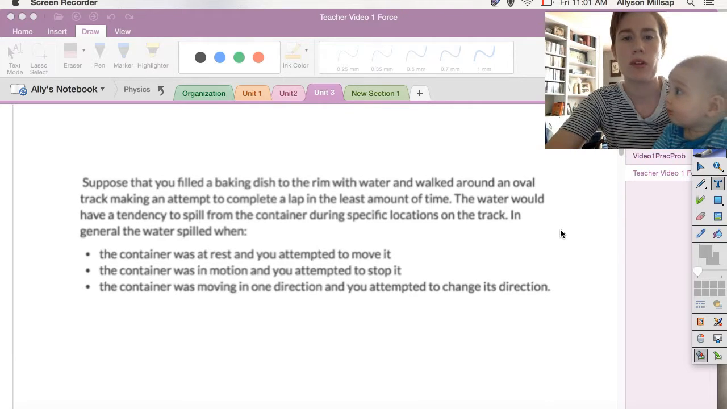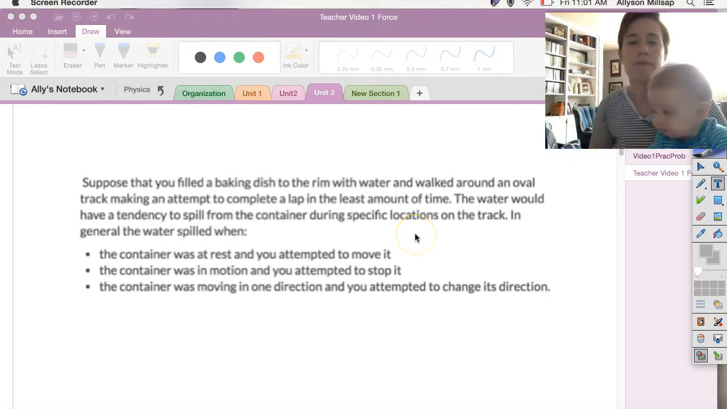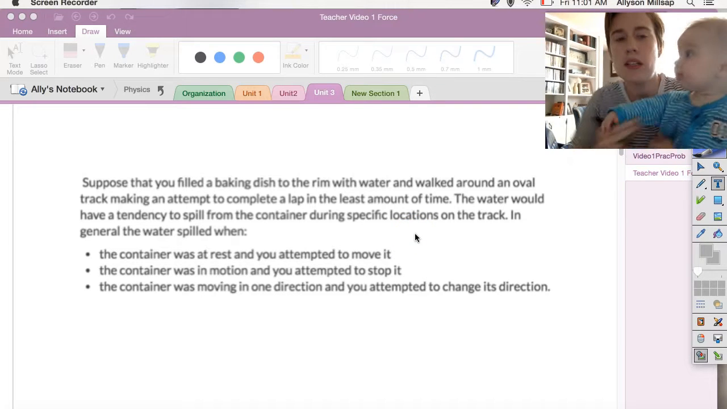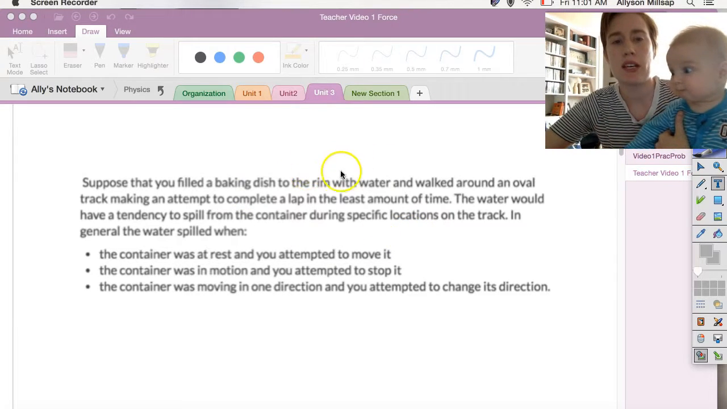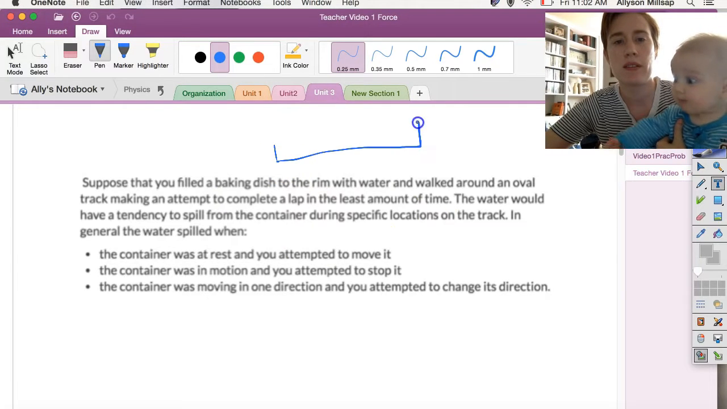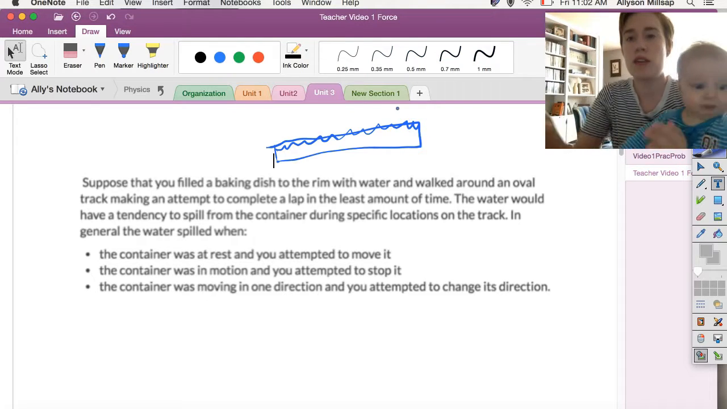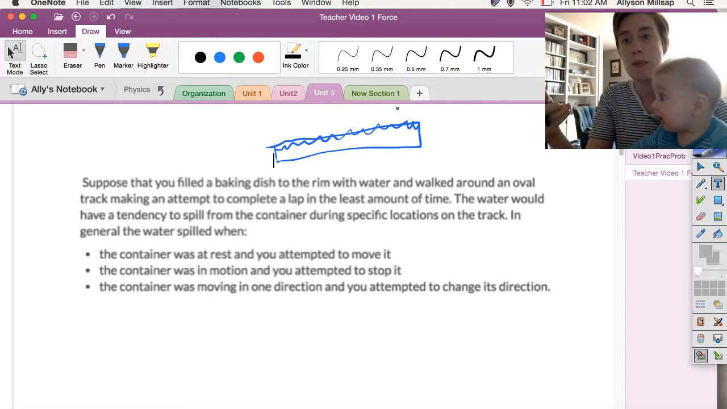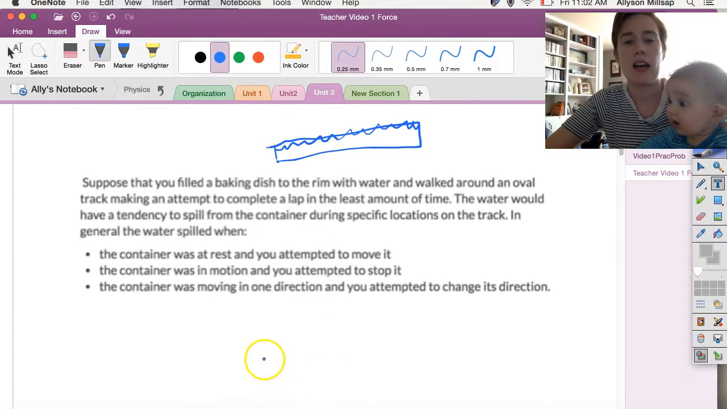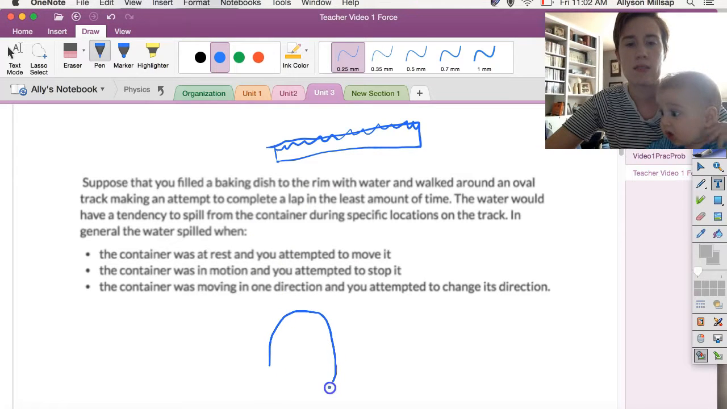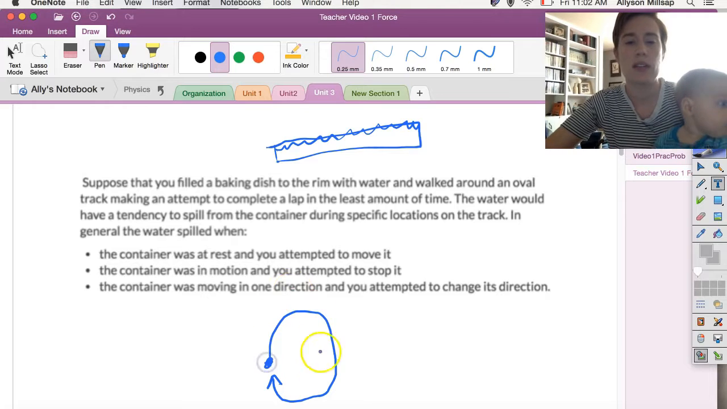Here's another example of Newton's law in our everyday life. Suppose that you fill a baking dish to the rim with water. So here's a pan, and you fill it all the way to the rim with water, meaning if you move a little bit like this, it's going to spill, okay? And you're carrying it, and you're going to walk around a track like this. You're going to see how fast you can walk around this track holding this baking dish of water.